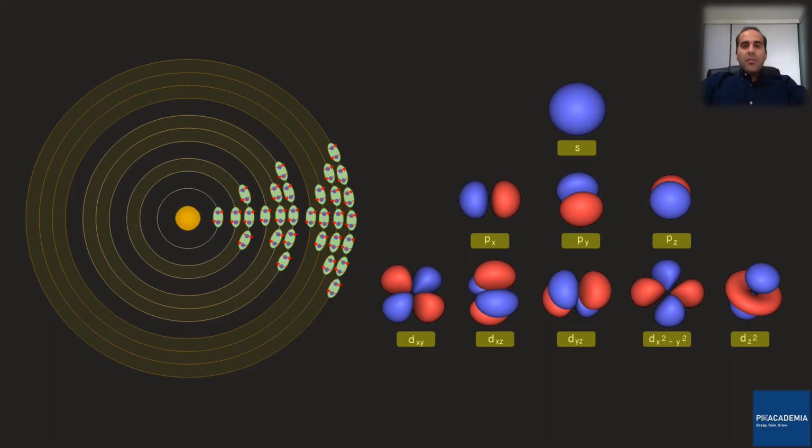You may now have some clue where these letters are coming from by looking at the orbitals. For example, the s orbital is called S because it looks like a sphere, or the p orbitals are called P because they are polarized.